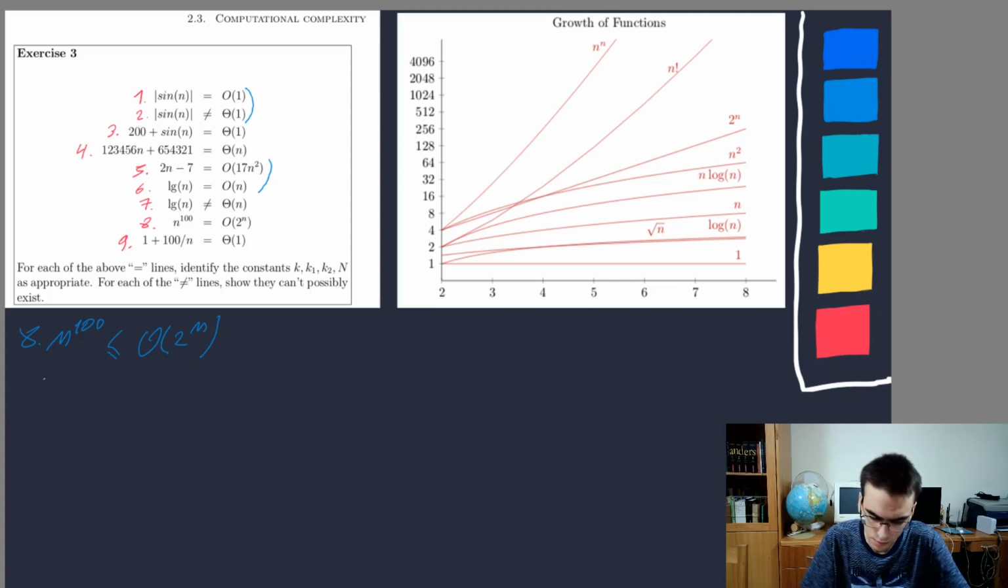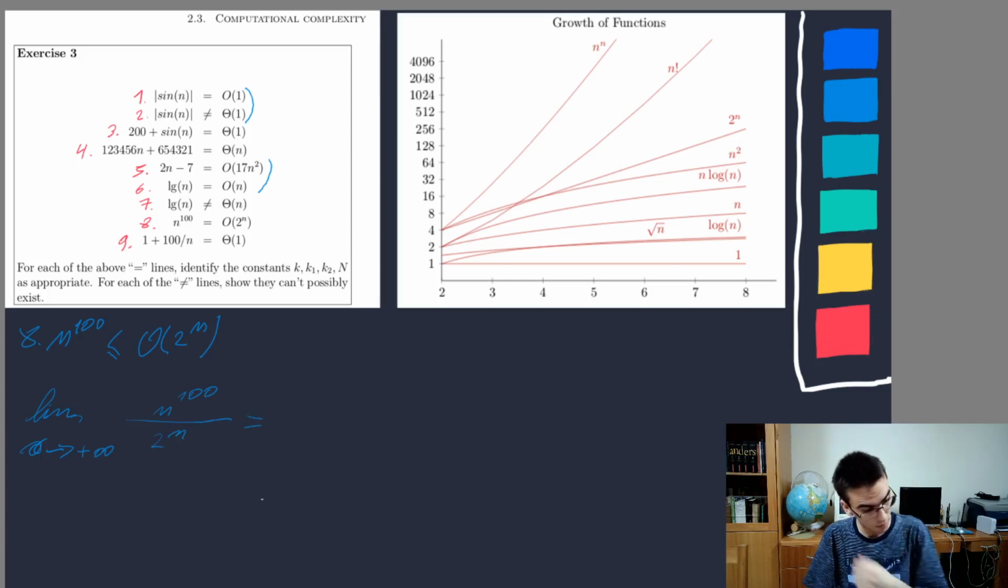So, you will do the limit as x goes to positive infinity of n to the 100 over 2 to the n. Well, you could hardly automatically say that this is 0, right? Because you know how these functions behave, you know what is going to happen when x goes towards infinity. Why have I written n instead of x? So x and 2 to the x.